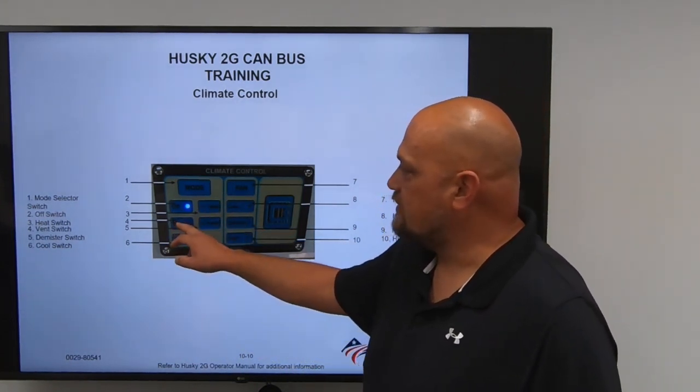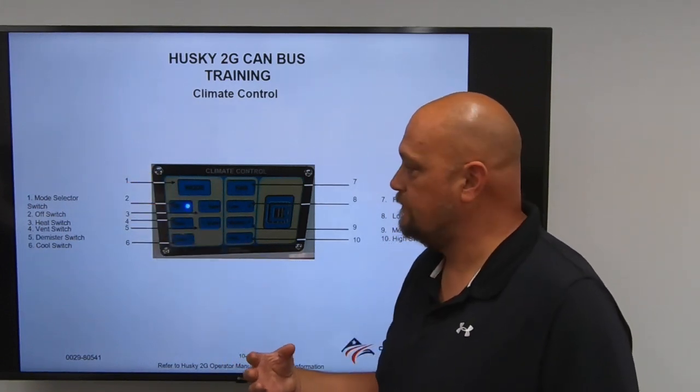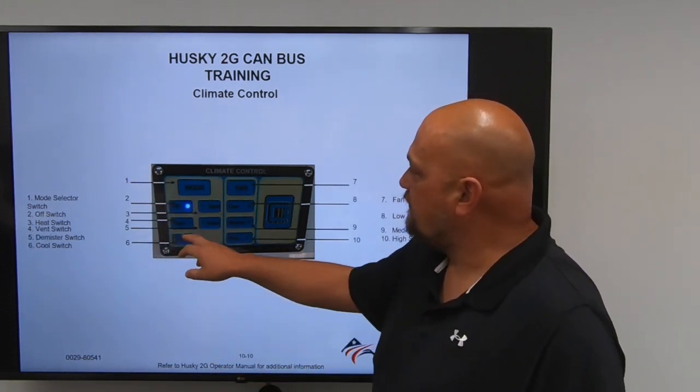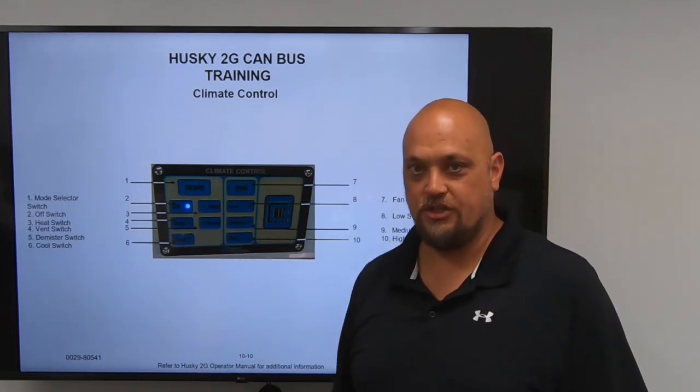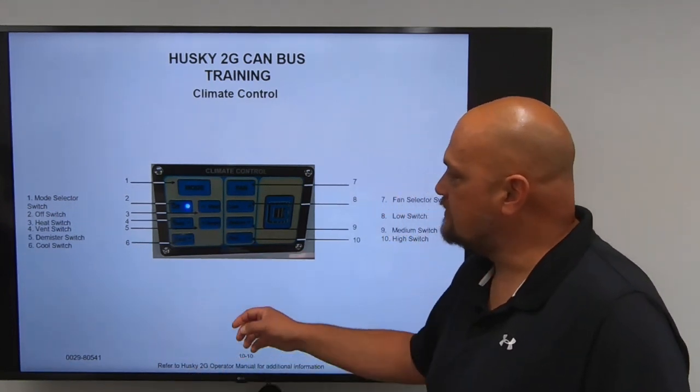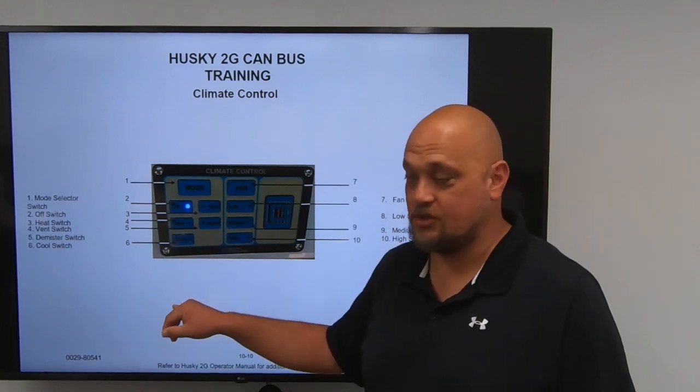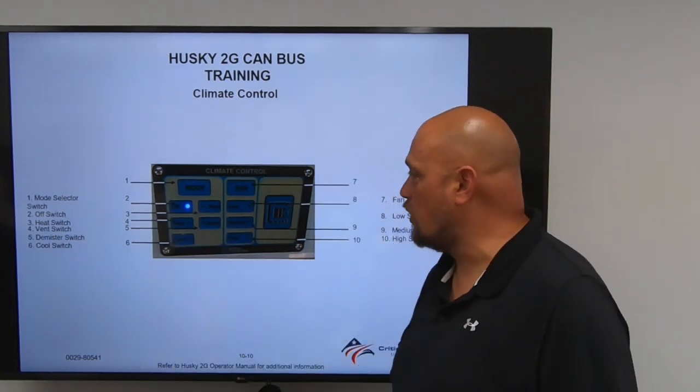Item 4 is the vent. Vent is fresh air coming in. Item number 5 is our demist. That demist switch is used to defrost your windshields. Item 6 is our cool or air conditioning switch. Press this button, your air conditioning will work.